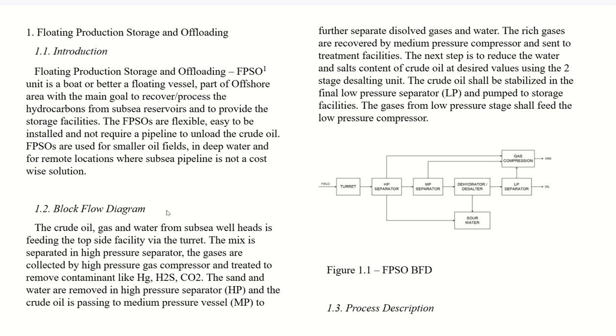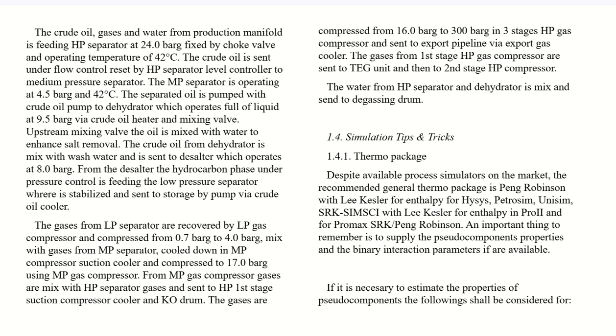From the oil stream, further flashing of the gas happens when the pressure is lowered, and from there, at almost 0.7 bar gauge, it goes to the compressor and is sent to the export line of the gas. The gas recovered from the LP separator by the LP gas compressor, compressed from 0.7 to 4 bar gauge, is mixed with gases from the MP separator, cooled down in the MP compressor suction cooler, and compressed to 17 bar gauge using the LP gas compressor. There is a series of compressors which increase the pressure of the gas.